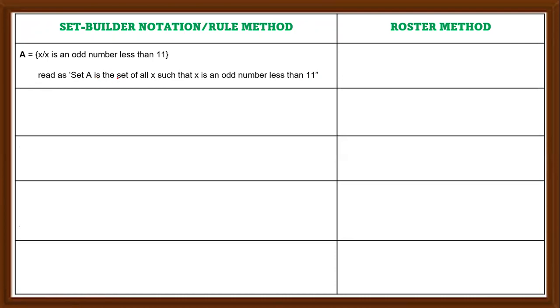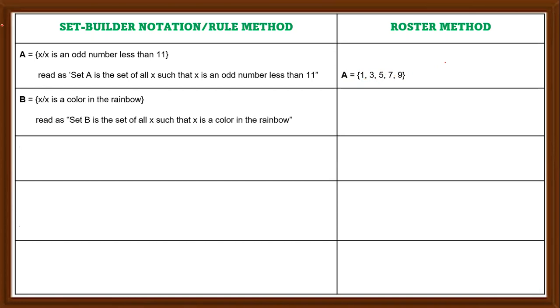Hindi siya nakalista. Pero pag tinanong ko, can you give me the set of odd numbers less than 11? Pero ang tanong, ano ba yung odd number? When we talk about the odd number, ito po yung number na not divisible by 2. Ililista mo ngayon yung mga number na hindi divisible by 2 na mas mababa sa 11. Okay, so eto na ngayon yung sagot natin sa roster method. Set A is equal to the elements are 1, 3, 5, 7, 9. Okay, remember this is odd number.